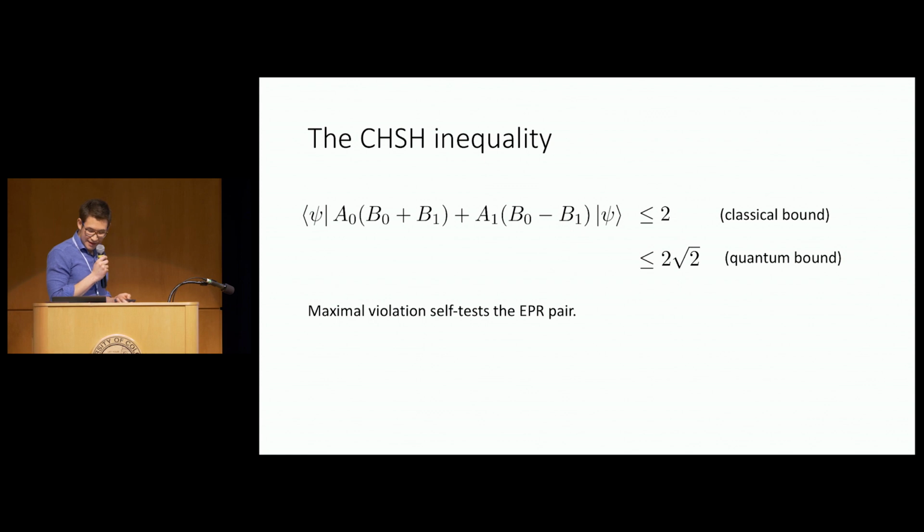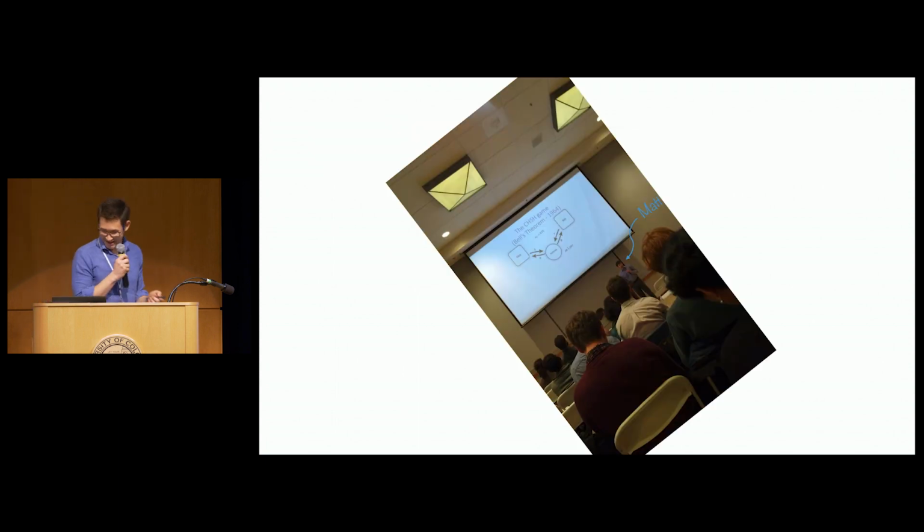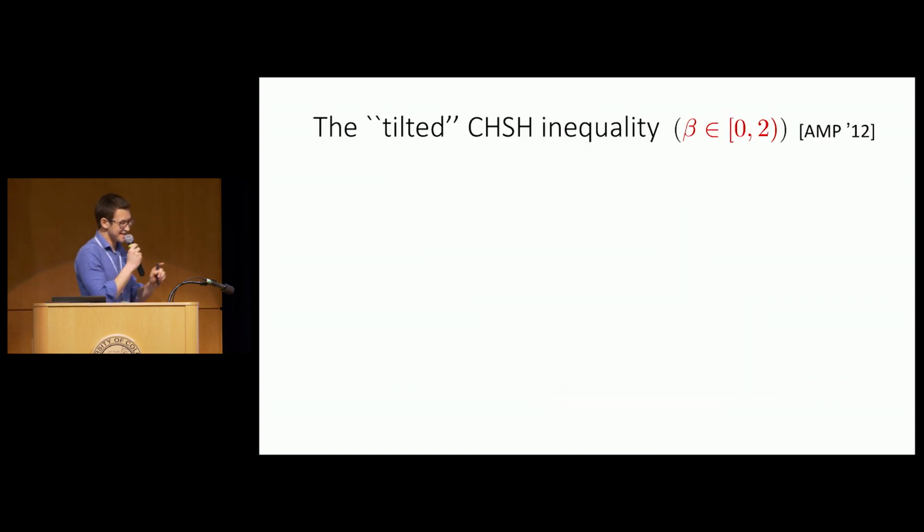There is a nice generalization of the CHSH inequality, which is very important to our work. It's called the tilted CHSH inequality. It was introduced by Acín, Massar, and Pironio in 2012. In short, it's known as just tilted CHSH. So let me again pull up Matt's slide. This is the last joke that I have.